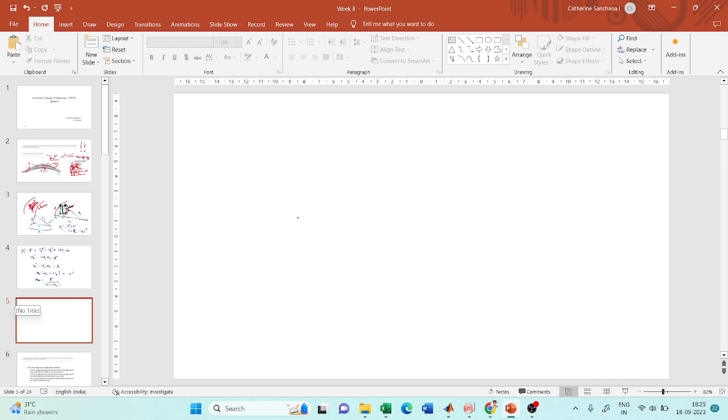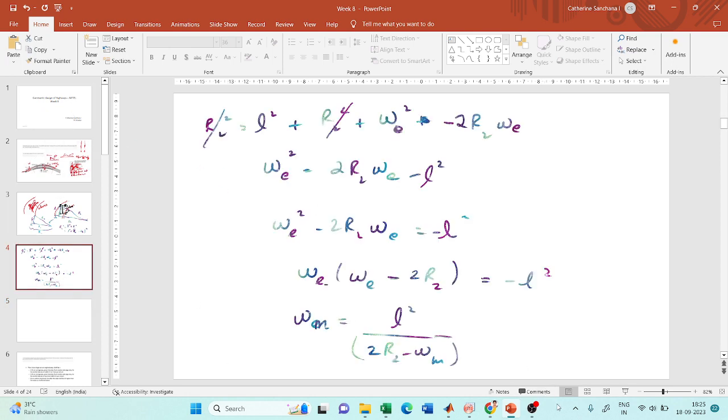Okay. Now this is for if there is only one lane. Number of lanes is 1. If you have n number of lanes, you simply have to multiply this by n. Okay. So this is the equation for mechanical widening.